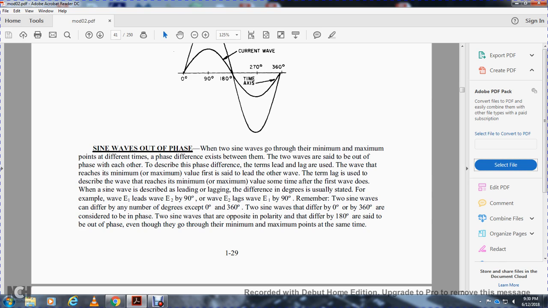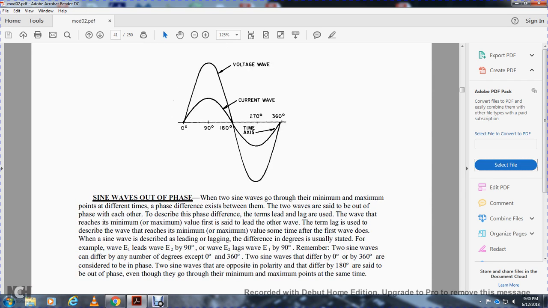To describe the phase difference, the terms lead and lag are used. Lead describes the wave that reaches the minimum or maximum value first. The term lag is used to describe the wave that reaches the minimum or maximum value some time after the first wave does. When describing leading and lagging, the difference is usually stated in degrees. For example, wave E1 leads wave E2 by 90 degrees, and wave E2 lags E1 by 90 degrees.